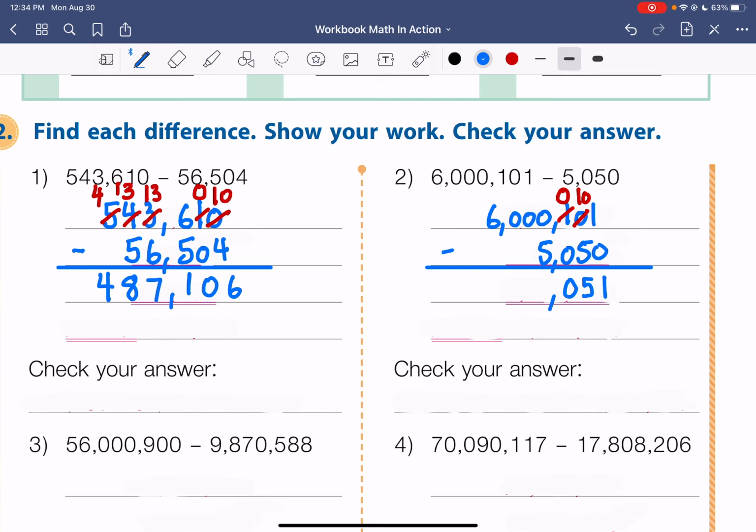And then 0 minus 5 is not possible. 0 also minus 5 is not possible. 0 minus 5 is also not possible. So we cannot borrow. So we're going to turn this 6 into a 5. Right? We're going to borrow.